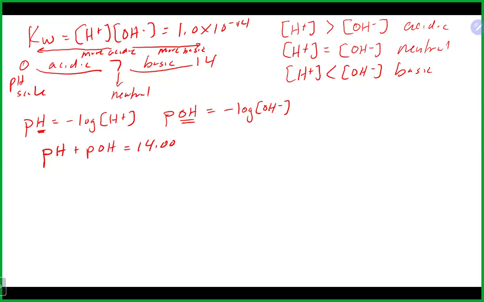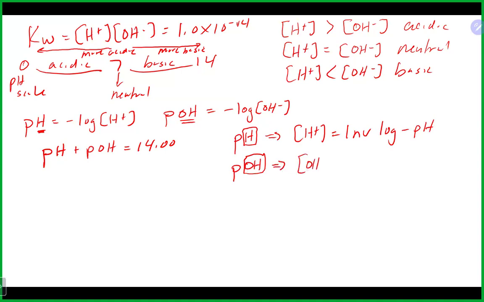We also talked about that if you have the pH given to you, you could actually just get directly the H plus concentration from that. And again, the H plus concentration will equal the inverse log of the negative pH. And same idea if you have the pOH given to you, you could get directly from it the OH minus concentration. And that would be pretty much the same calculation, the inverse log of the negative pOH.